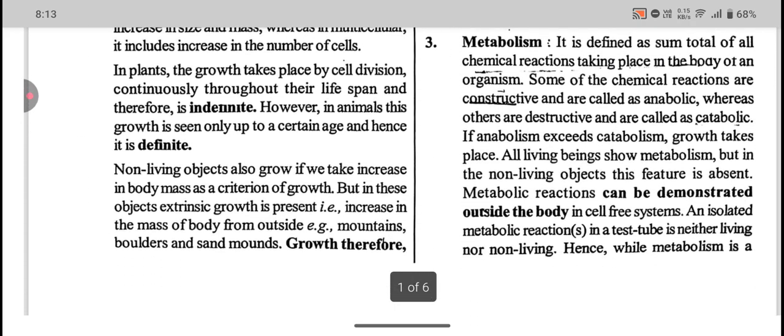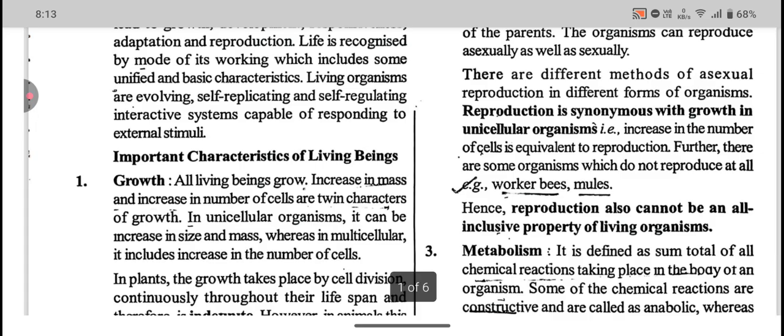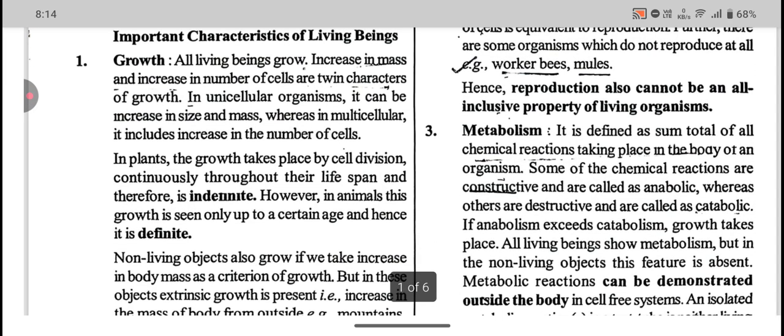Third one. So ultimately we have to take the consideration of growth and reproduction as well. The living organisms must show growth in their lifetime as well as they should be able to reproduce. Exceptions in a few organisms are present, still we need to take these two factors into account. So apart from these two factors, we need to consider other factors like metabolism.